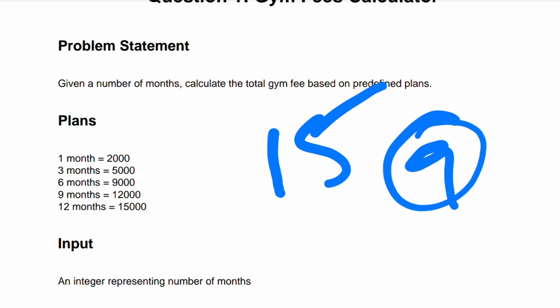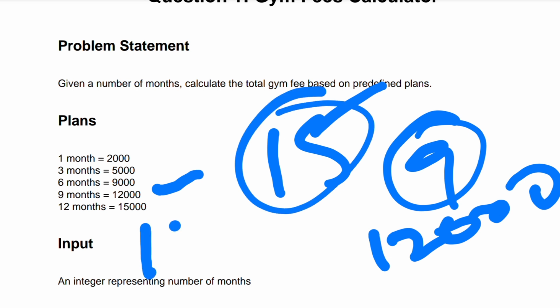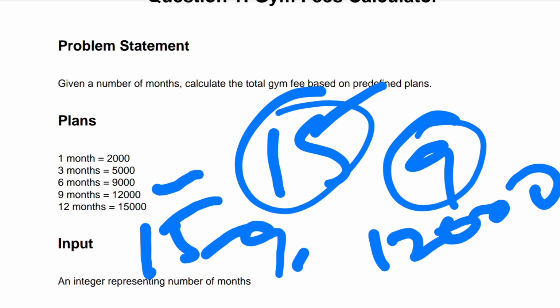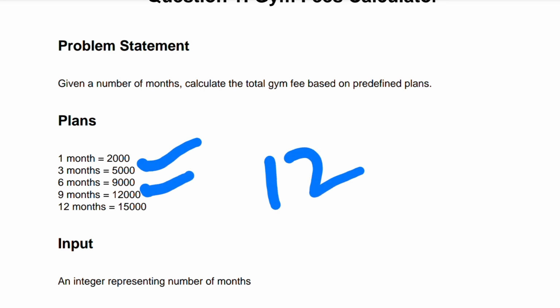If we take 15 months, we should first take 9 months. 9 months means 12,000. Else 3 months will remain, no? So again 3 months means 5,000. So 12,000 plus 5,000, total 17,000 we should pay. Yes, 12,000 plus 5,000, total 17,000 we need to pay for the plan.